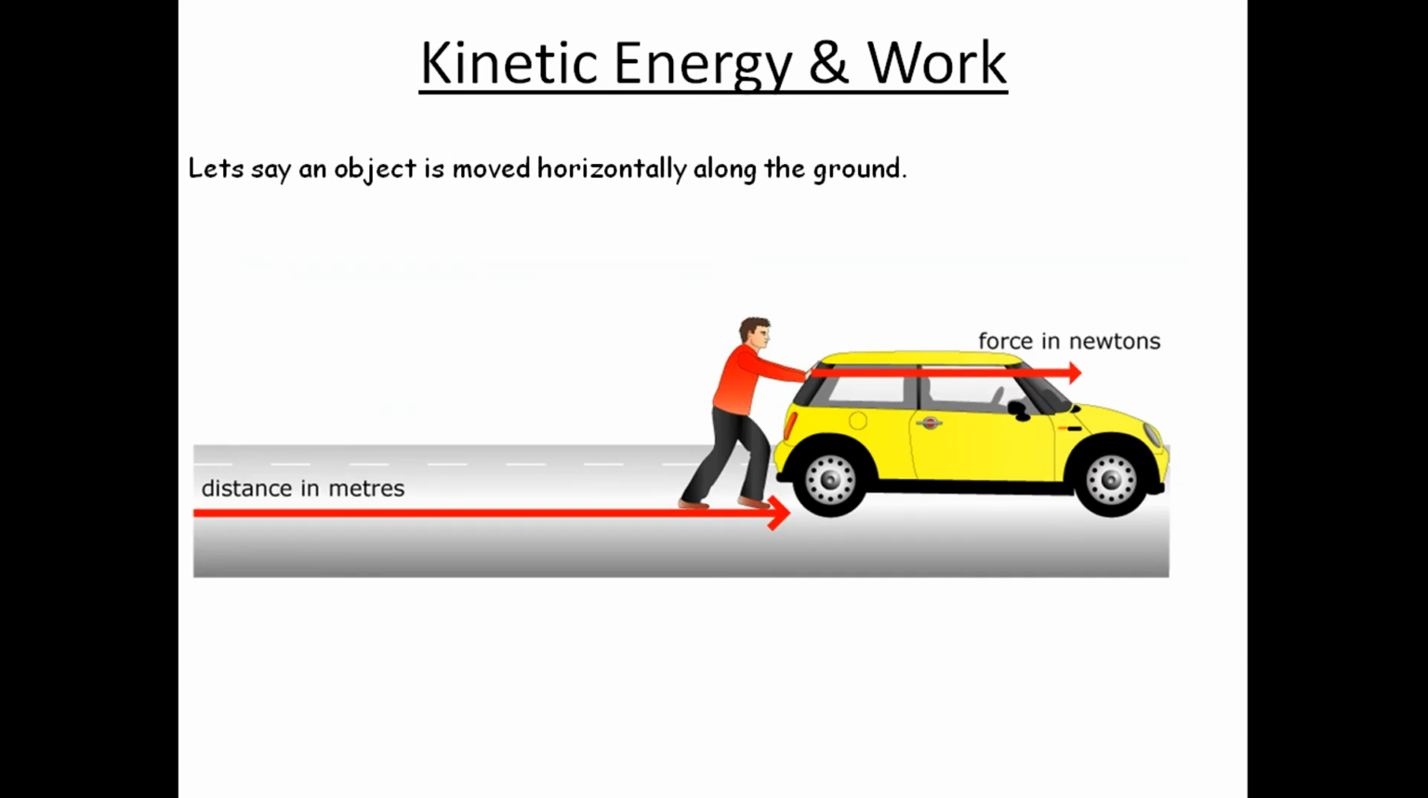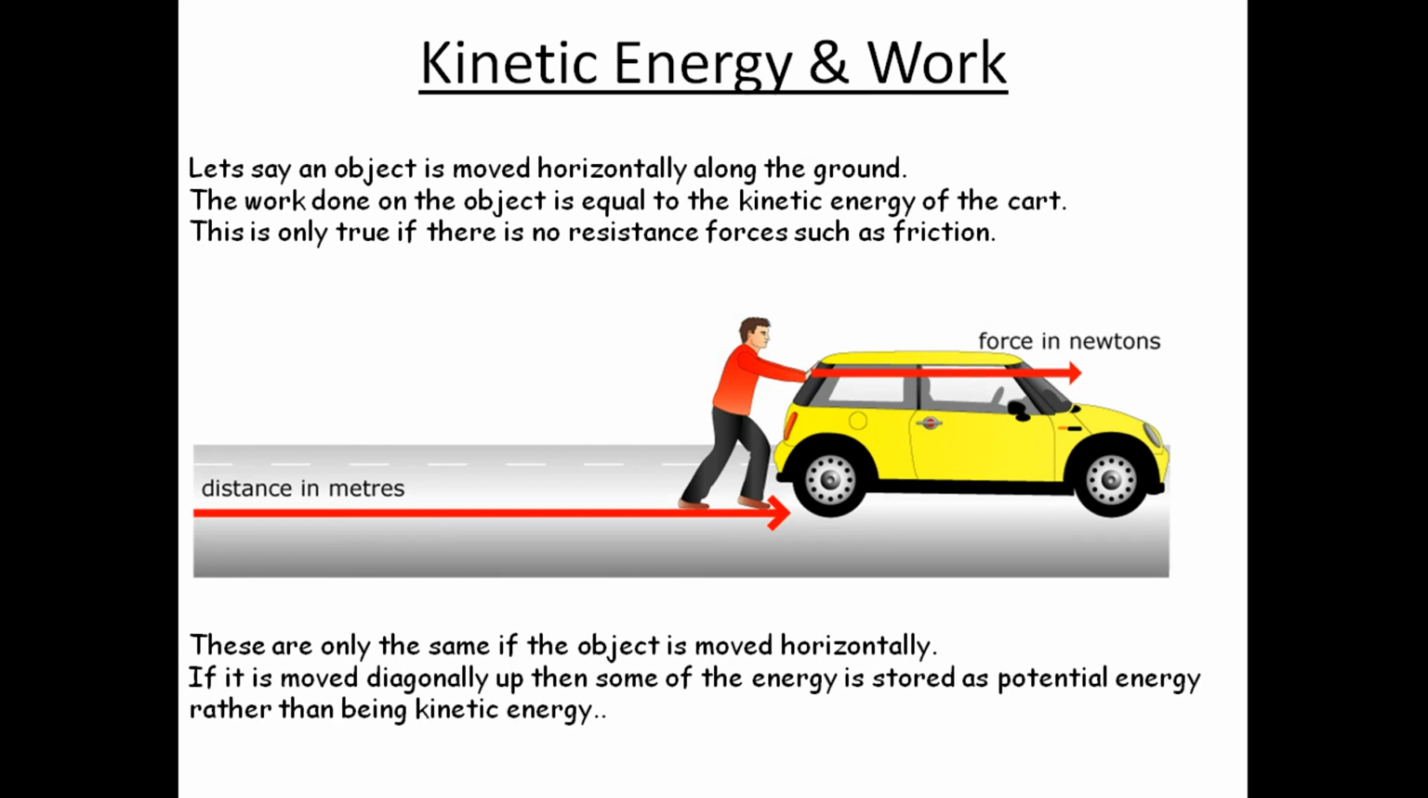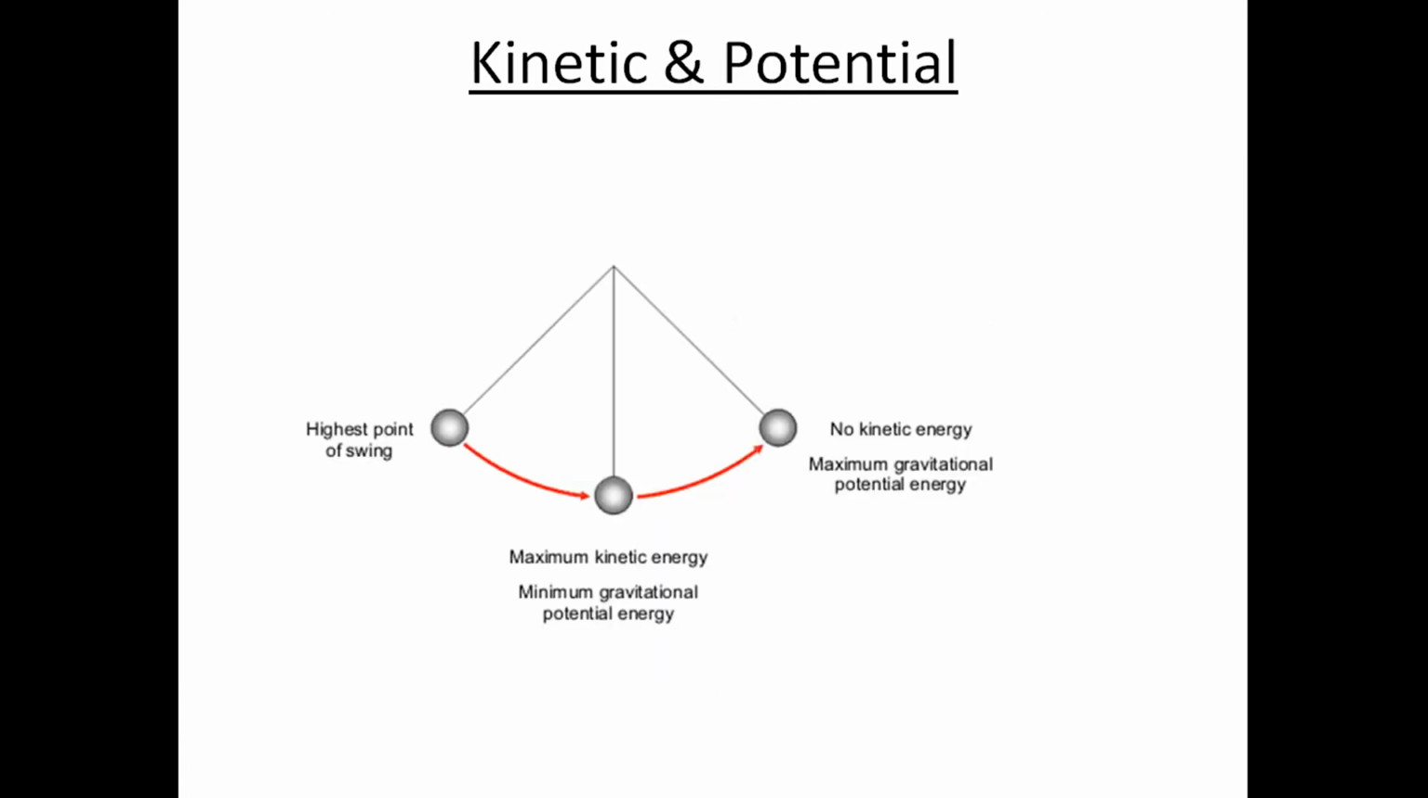Kinetic energy and work. Let's say an object is moved horizontally along the ground. The work done on the object is equal to the kinetic energy of the car. This is only true if there are no resistive forces such as friction. These are only the same if the object is moving horizontally. Again, if it is moving diagonally up, then some of the energy is stored as potential energy rather than being kinetic energy.